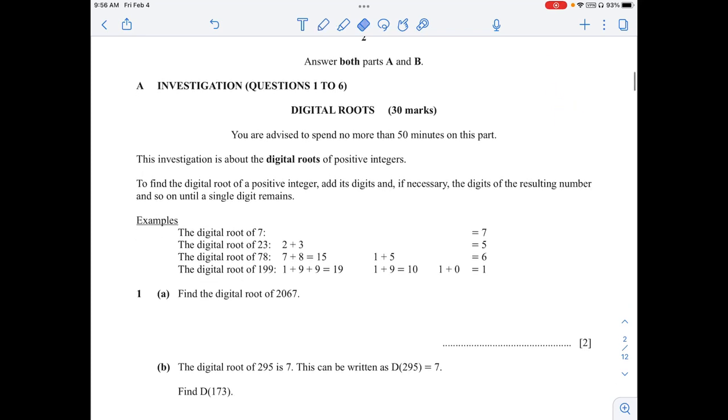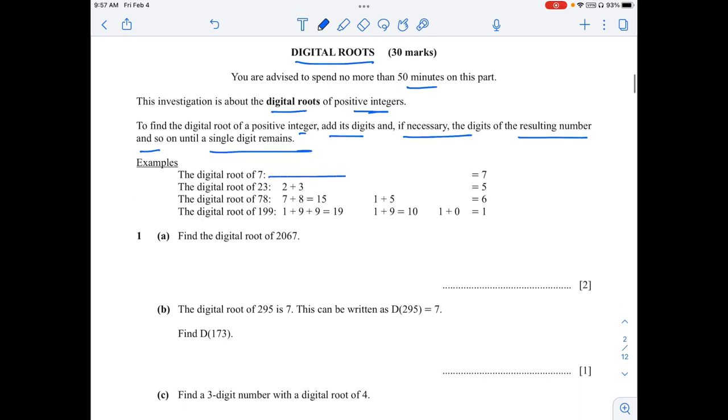The first question is investigation, question 1 to 6 about digital roots. You are advised to spend no more than 15 minutes on this project. This investigation is about digital roots of positive integers. What is the meaning of a digital root? A digital root of a positive integer: add its digits and if necessary the digits of the resulting number so that it will end up in a single digit.